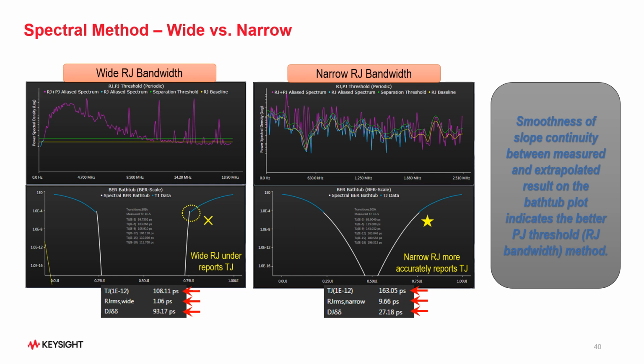Basically, the smoothness of the slope continuity is really critical. The smoother the curve, the more accurately the extrapolation works for one's measurement. There is also a setting that only very specific vendors like Keysight offer, both wide and narrow. So this helps evaluate which method is best suited for the user's signal and for their designs.